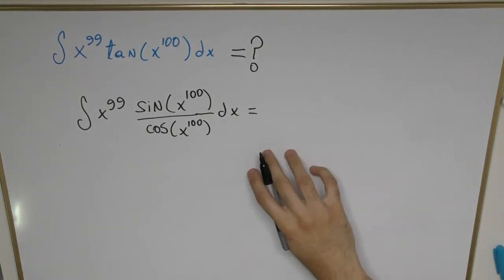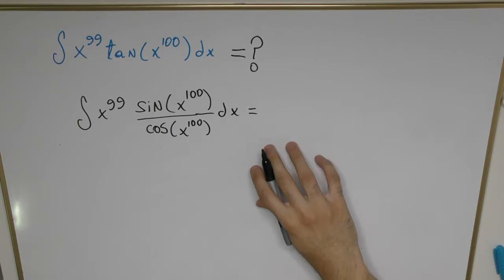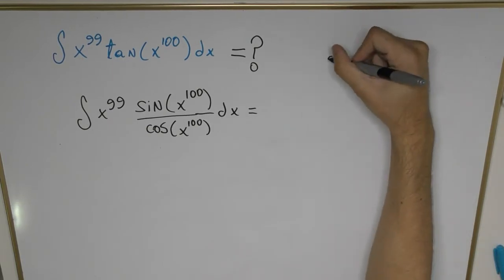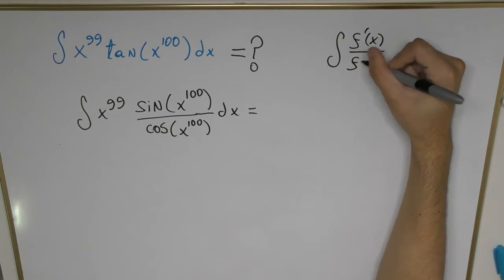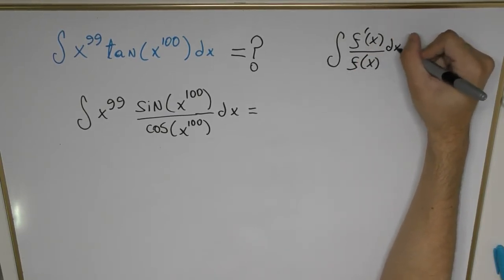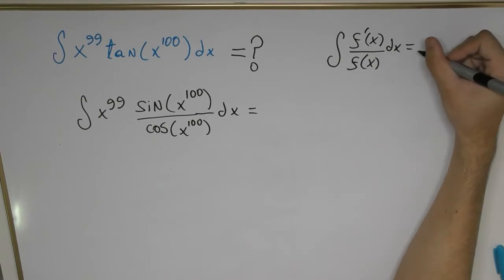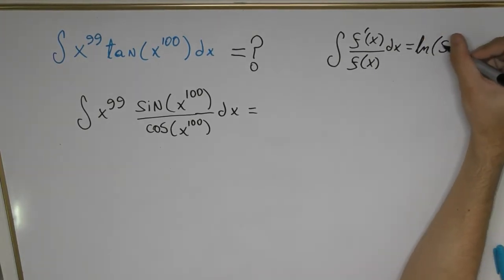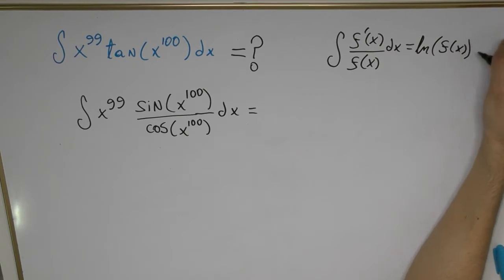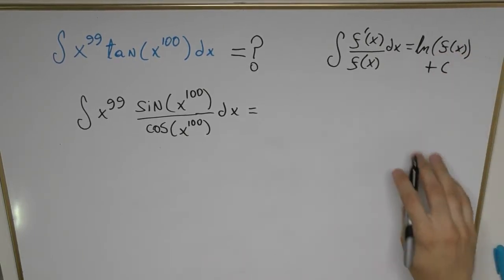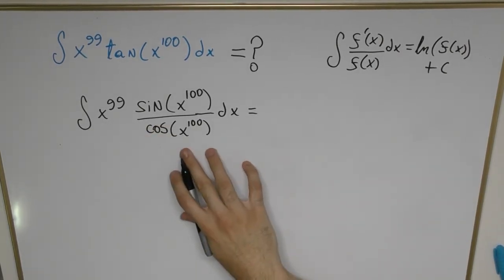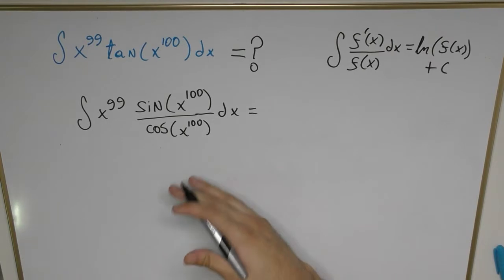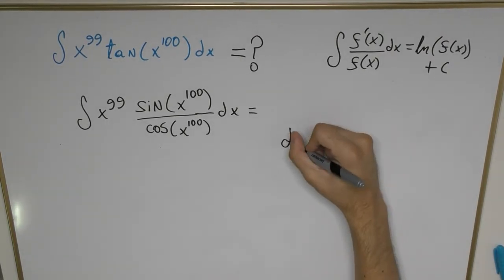Now, if you watched the previous video, we saw how we can integrate the tangent function by exploiting a very important type of integral, which is the integral of a rational function in which the numerator is the derivative of the denominator. And we have found before that the integral of this is just going to be the natural log of the denominator function plus some constant c. Now in this case we want to make sure that whatever appears in the numerator is exactly the derivative of the denominator. So let's start off by differentiating that denominator.